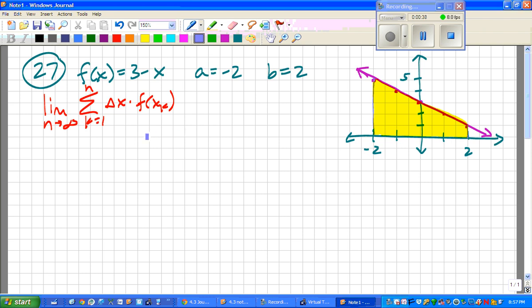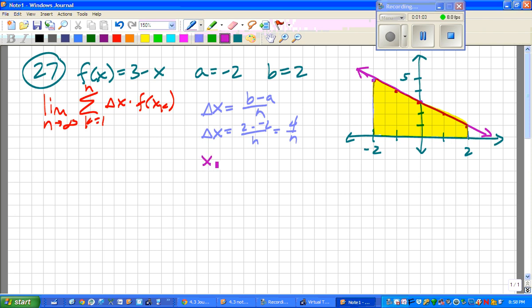So now what we're going to do is we need to figure out a couple things to set this up. We need to know what delta x is. Remember, that's b minus a over n. So delta x is going to be 2 minus negative 2 over n. So we get 4 over n for our delta x.